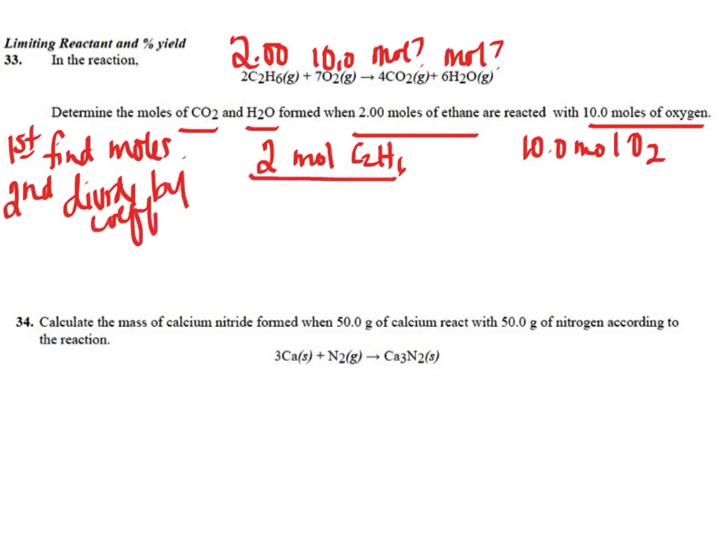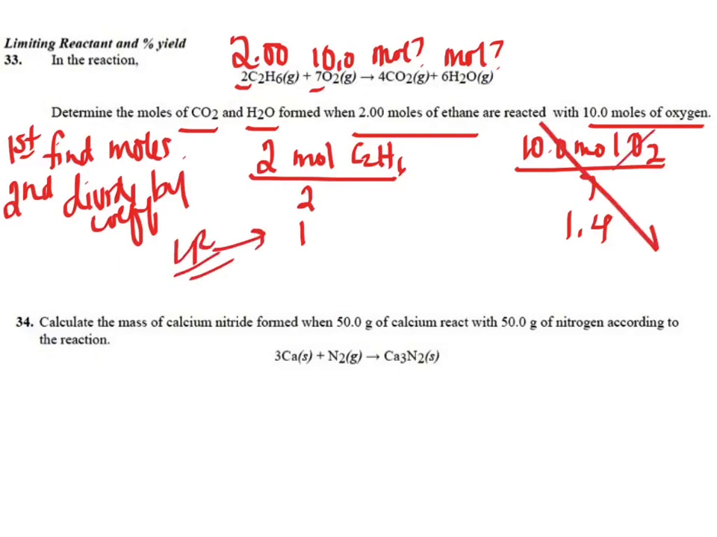So in C2H6 we have 2, and in oxygen we have 7. When we divide that, we get 1 and we get 1.4. So who is the limiting reactant? Who's going to run out first? Ethane. So this is my limiting reactant. Okay, so this doesn't matter to us anymore. This is the excess.